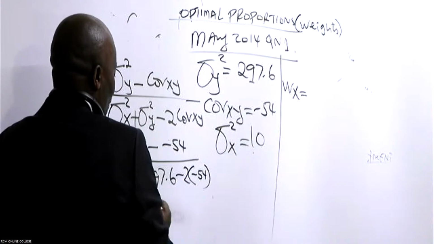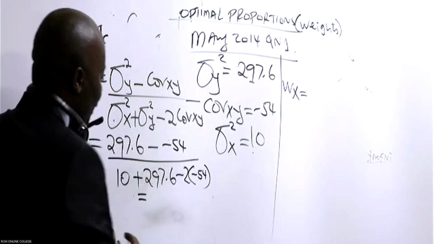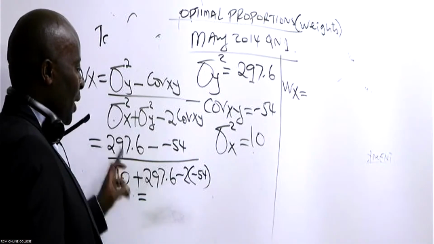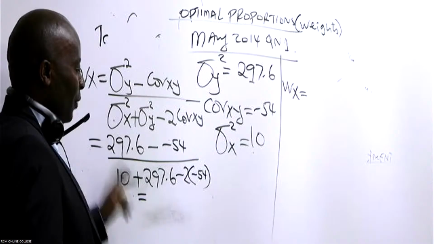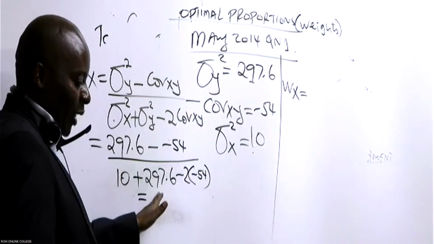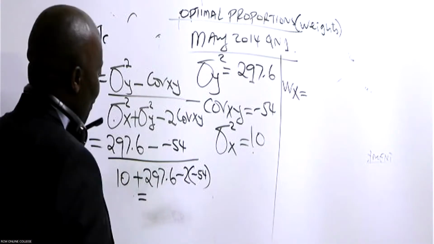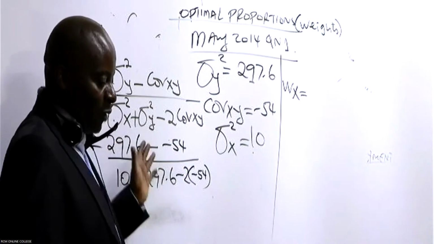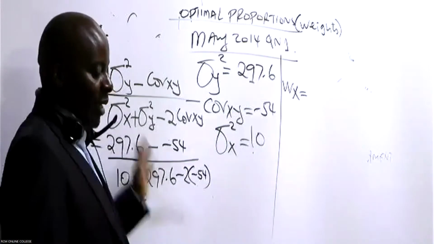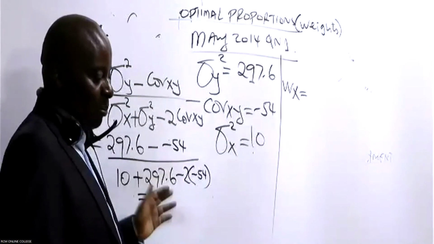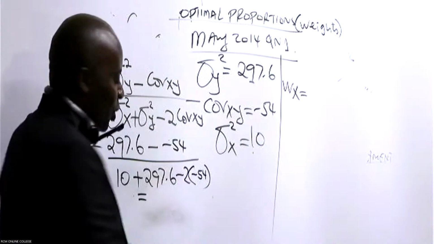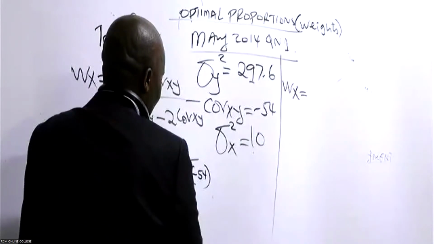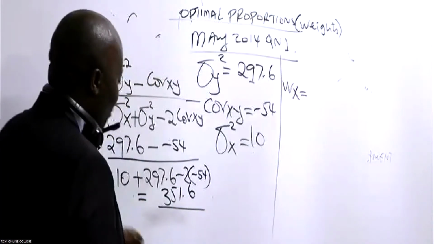So can you kindly do me a favor? Please give me the numerator answer. So you say 297.6 minus 54. You give me a number, I write. I will be so happy. So according to Archer, it is 351.6 divided by, how about the denominator?